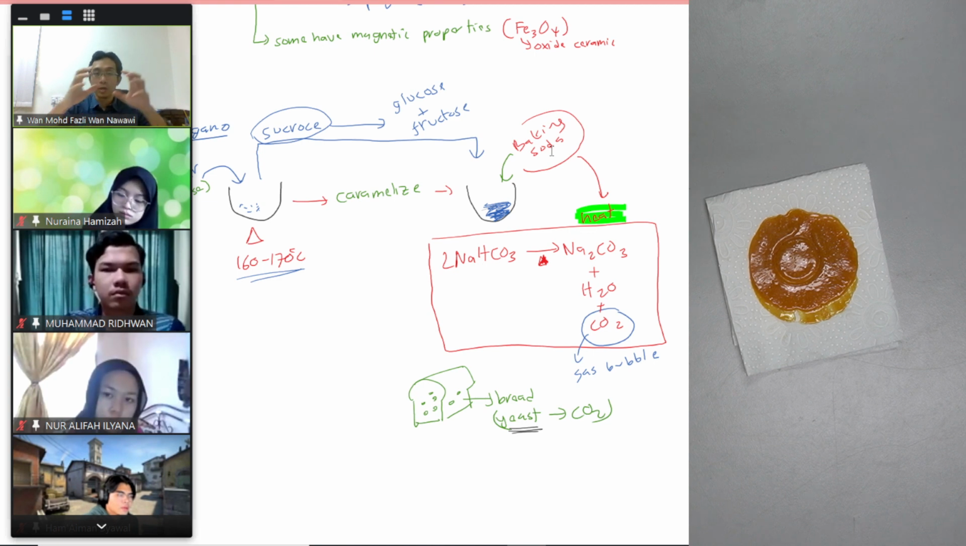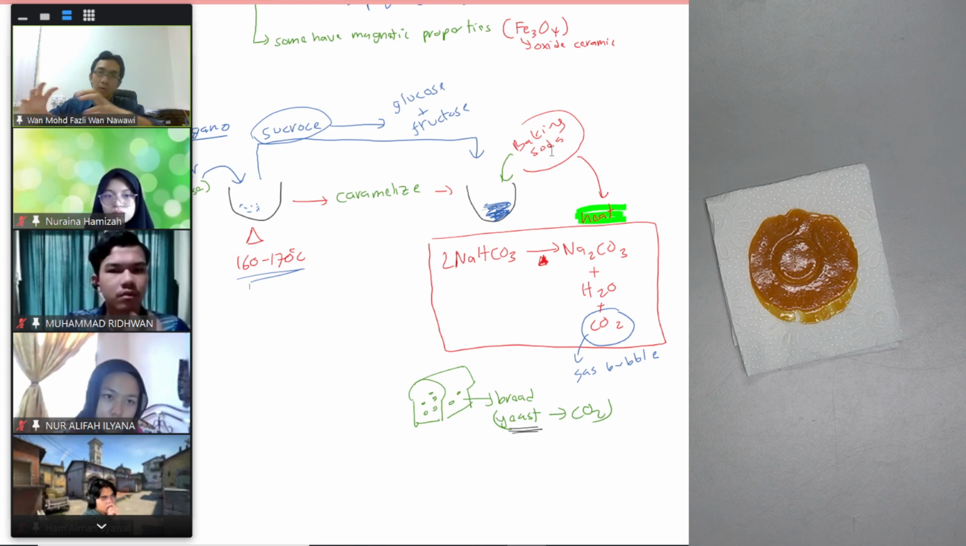The purpose of flux is basically to lower the melting temperature of the sand itself. So you need to have an ingredient, and you also need something else in order to make things happen. You cannot just make glass by heating the sand. You need other ingredients to make it clear glass.